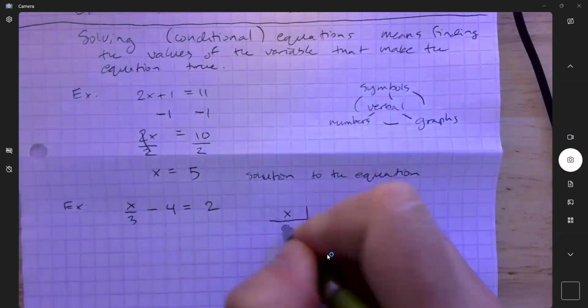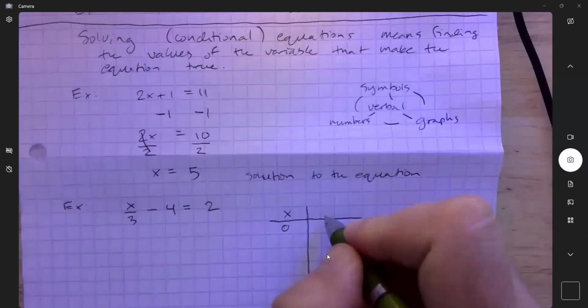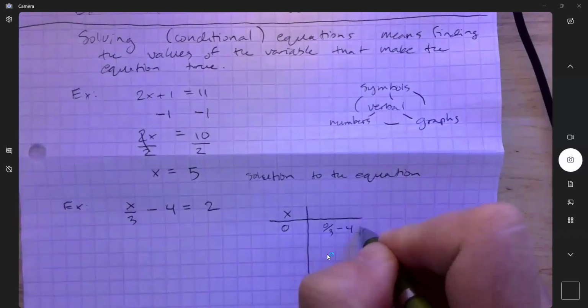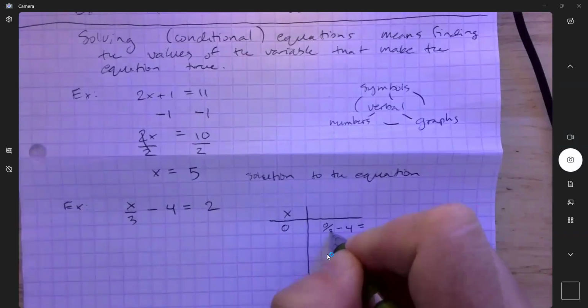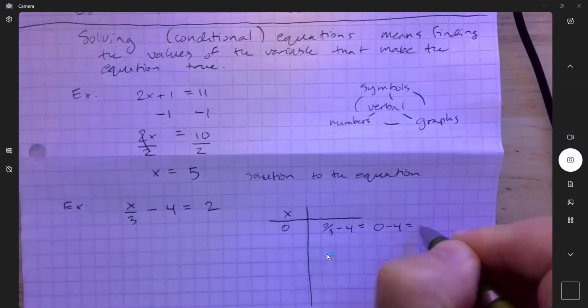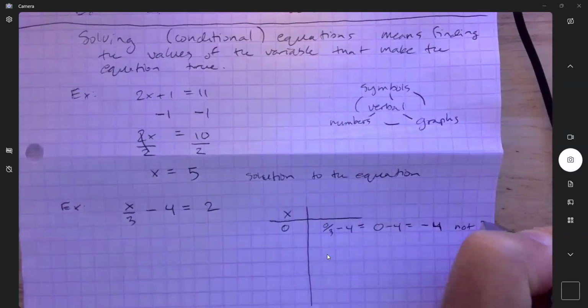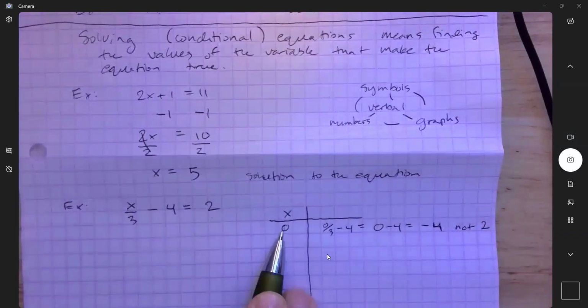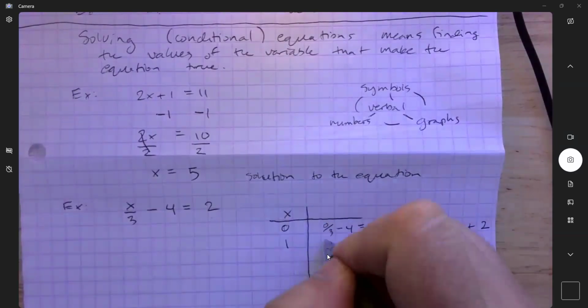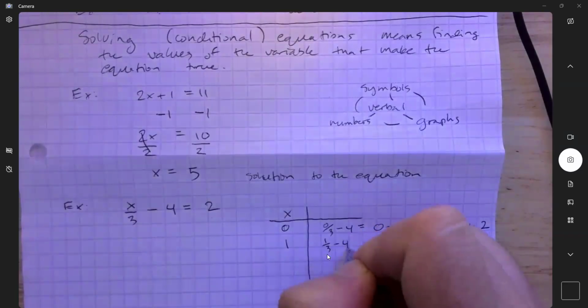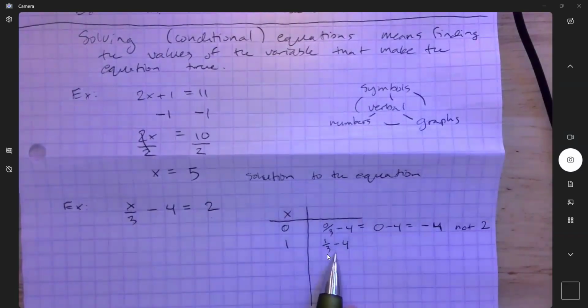So if I put, what's a good number to start with? I like the number 0. That's always good to start. I would have 0 divided by 3 minus 4. Well, 0 divided by 3 is 0. That's 0 minus 4, which is equal to negative 4. This is not 2, and so x equals 0 is not a solution. I could try x equals 1. That's going to be 1/3 minus 4, and I can tell right away that's not going to be the number 2. So, in fact, it probably wouldn't help to put any number in unless it's divisible by 3.